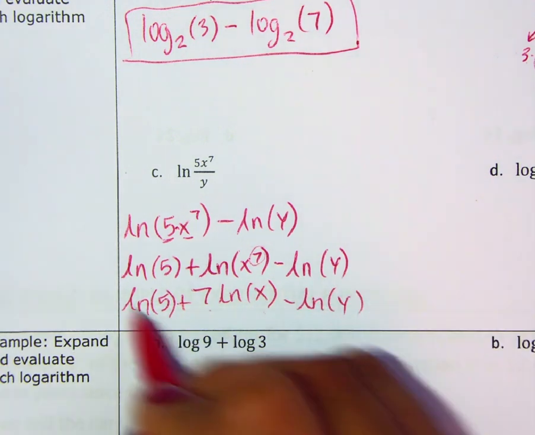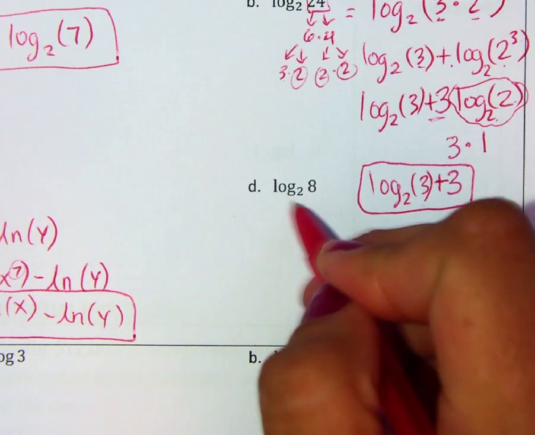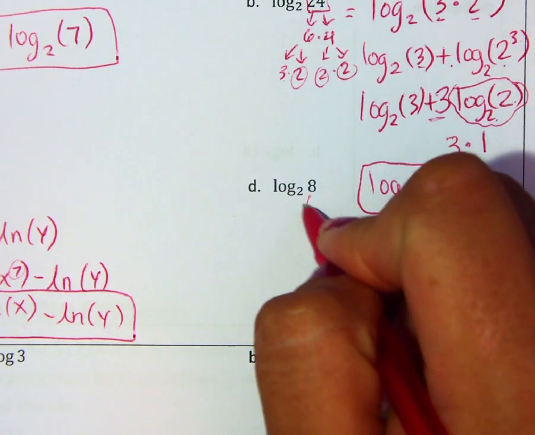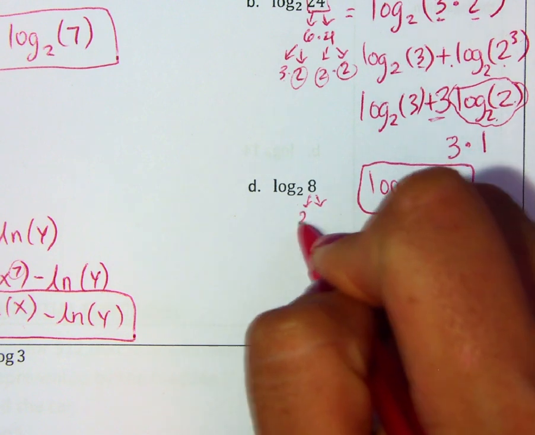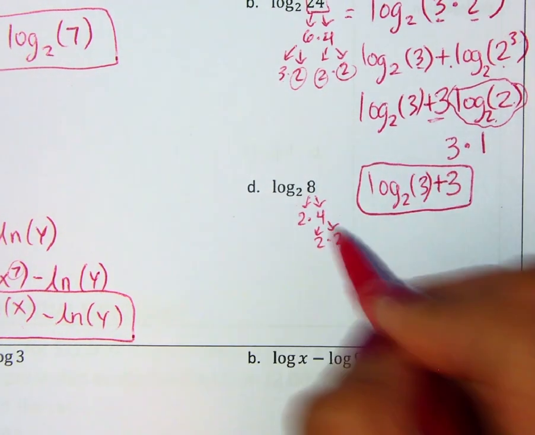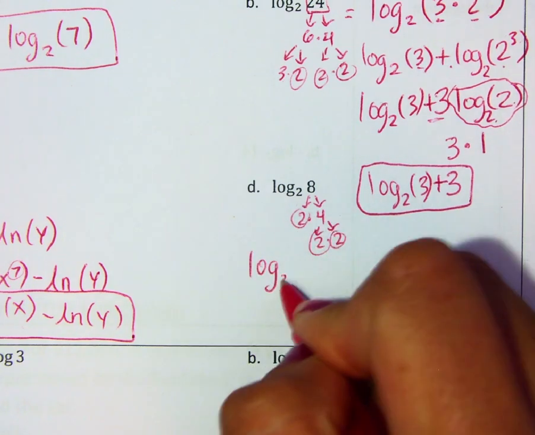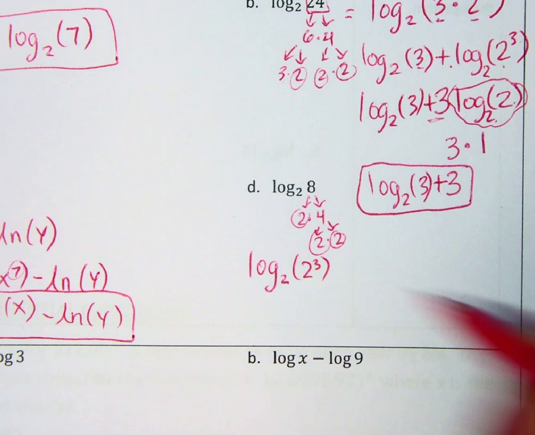And that's as much as we can simplify. Next, we have log base 2 of 8. 8 is a number you can break down. So we have 2 times 4, and 4 is 2 times 2. This is 2 to the power of 3 again. So we're going to write log base 2 of 2 to the power of 3.